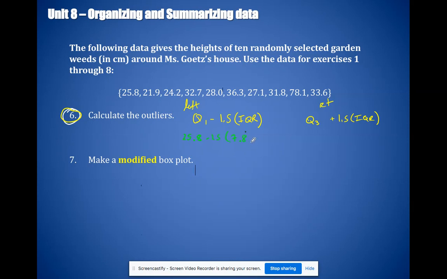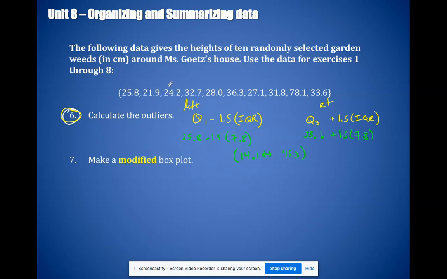Trying to read my writing here. 7.8, I think that is. And then I did the same thing with Q3, 33.6 plus 1.5 times 7.8. And I got the interval 14.1 on one end and 45.3 on the other end. Do you have any data that lies outside this range?